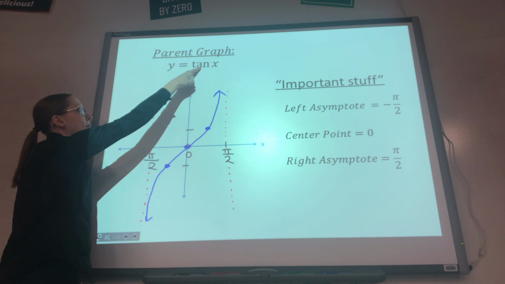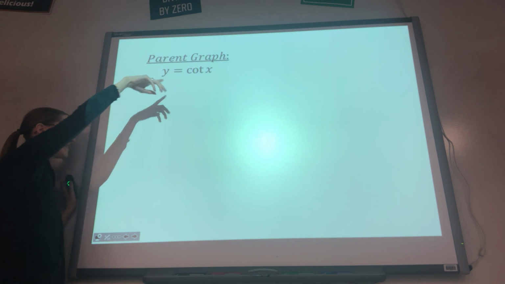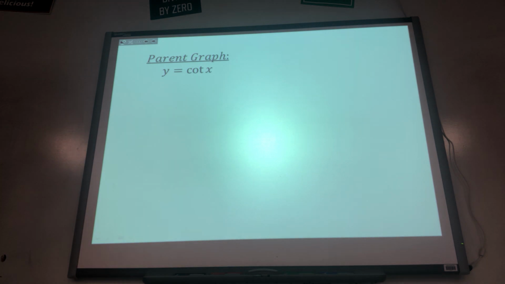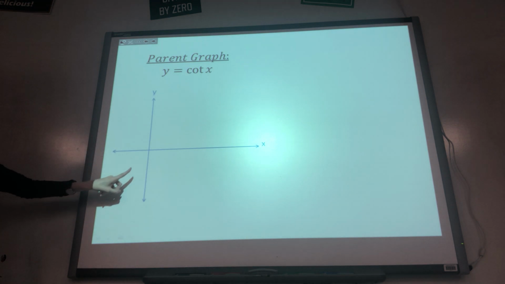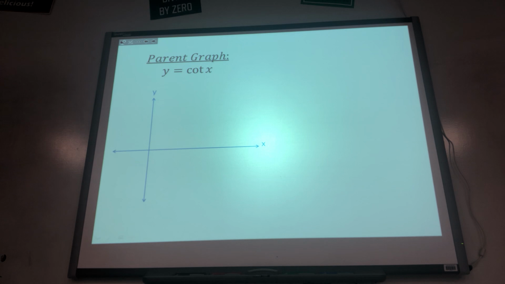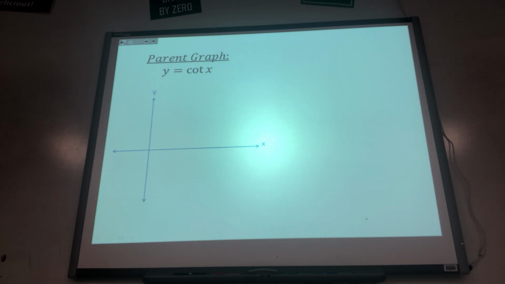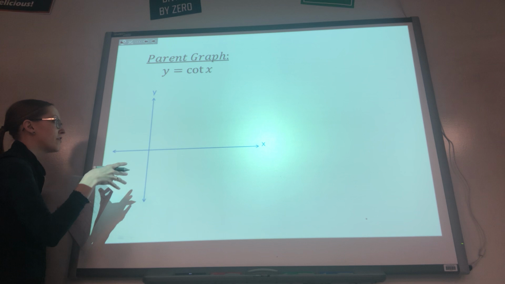Now let's do the same thing for cotangent. So y equals cotangent of x. This graph is not going to be centered at the origin. It's going to be shifted over to the right a little bit. So notice on my coordinate plane that I left more room on that right-hand side. Okie doke, and I'm just going to go through all of the important stuff on a cotangent graph.